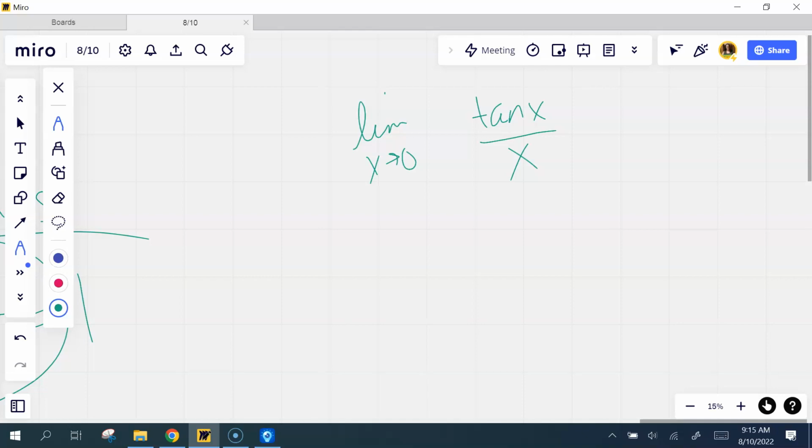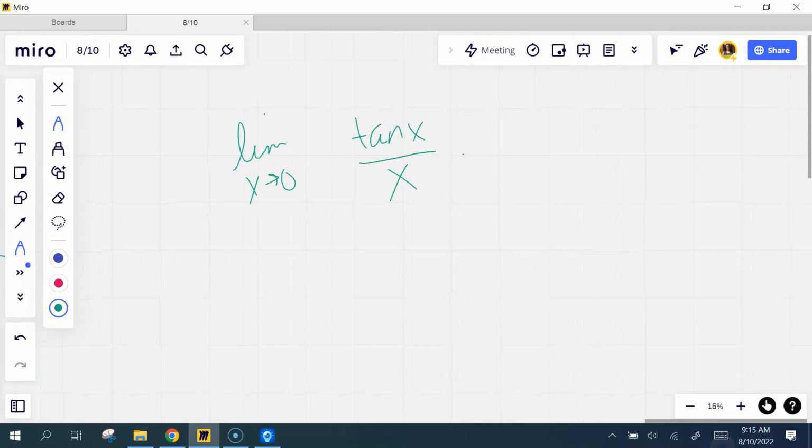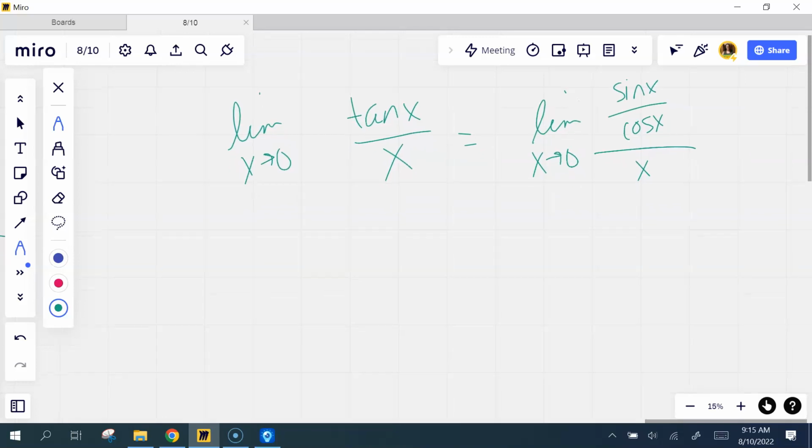What can I do? Any idea? Yep. Close. Sine over cosine. All right. So I could say, well, this is the same thing as the limit as x goes to 0 of sine x over cosine x all over x. I agree. I think that's a good first step. Multiply by 1 over x. I'm going to get them in just one fraction. I agree. Great. Next step.